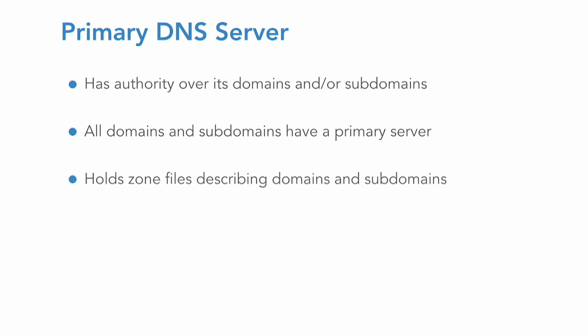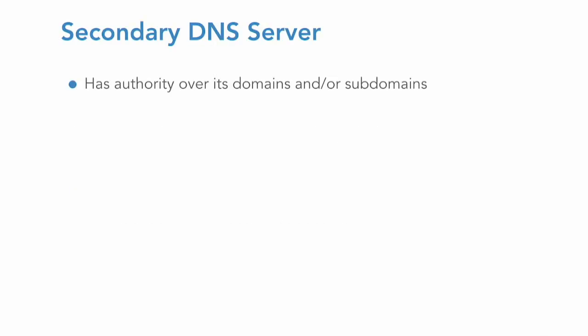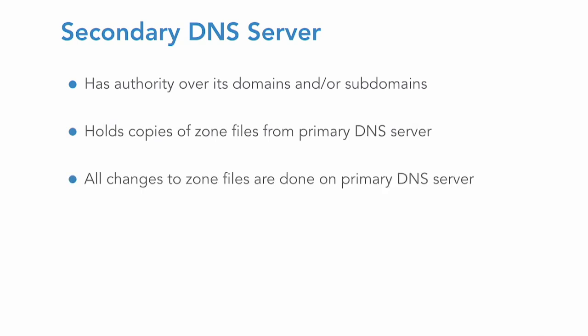On the primary DNS server is a collection of zone files. A zone file describes the domains and/or subdomains that the primary DNS server manages. Changes to these zone files will only be done on the primary DNS server. A secondary DNS server or slave server also has authority over its domains and holds copies of the zone files. These are copied over from the primary DNS server. Any changes to the zone files are done on the primary DNS server, and the changes propagate automatically.